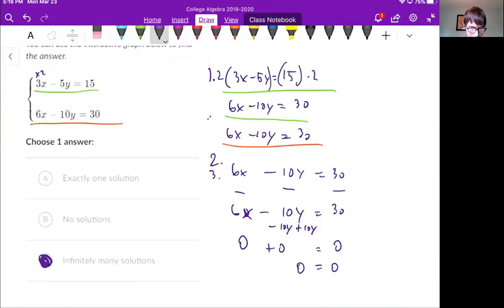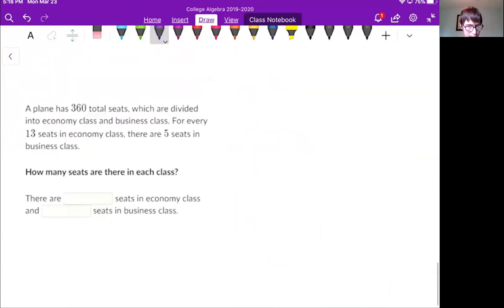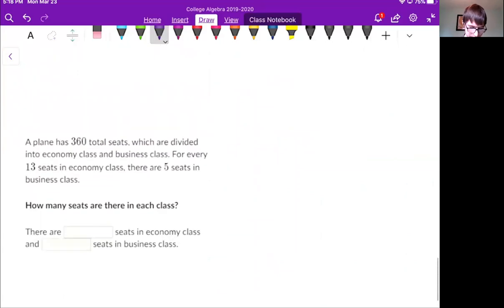All right. Let's do the next one. I think this will be the last one. A plane has 360 total seats, which are divided into economy class and business class. For every 13 seats in economy class, there are 5 seats in business class. How many seats are there in each class? I believe that's the last problem.